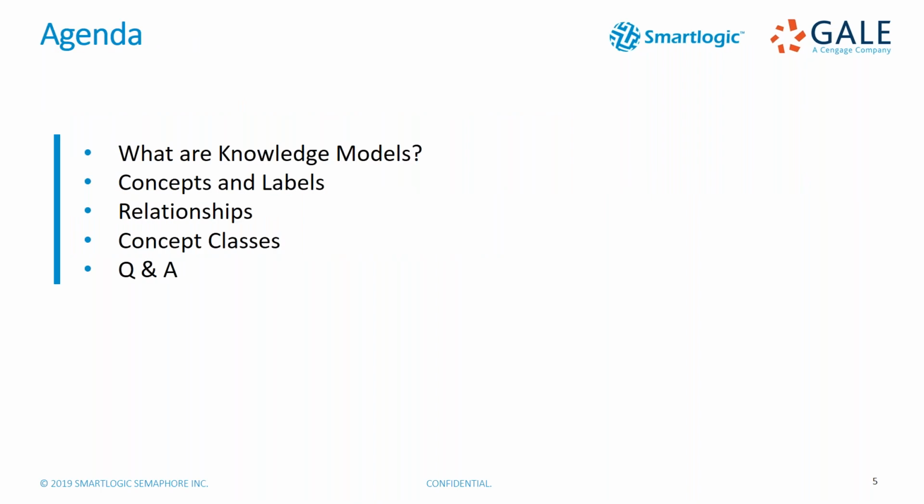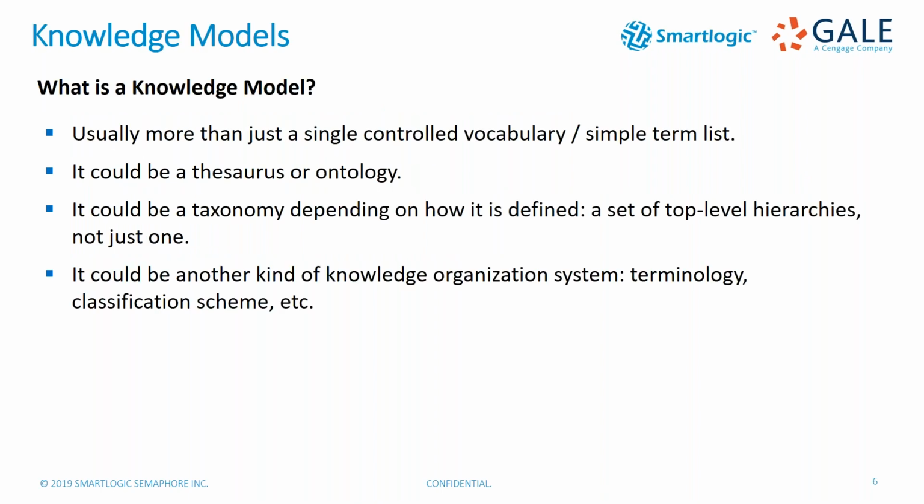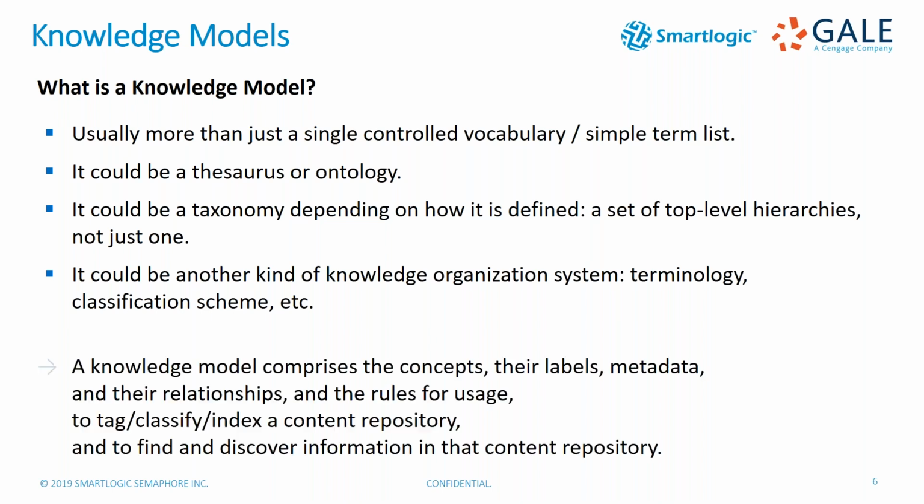This is our agenda. We're going to talk about knowledge models, concepts and labels, relationships, and briefly concept classes with demos of Semaphore interspersed. So what's a knowledge model? I hadn't thought about this too much before because I've written a lot about taxonomies, not knowledge models, and it's a little bit more complex than other controlled vocabularies. It could be a thesaurus or an ontology, maybe a taxonomy, depending on how we define a taxonomy, because there are different definitions. It would be perhaps a set of hierarchies, not just a single one. Or it could be even another kind of knowledge organization system.